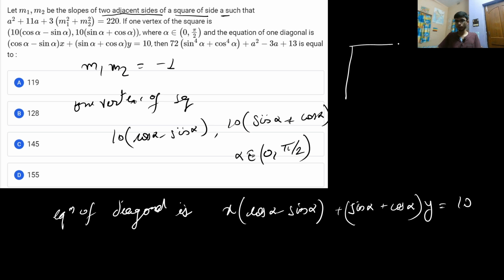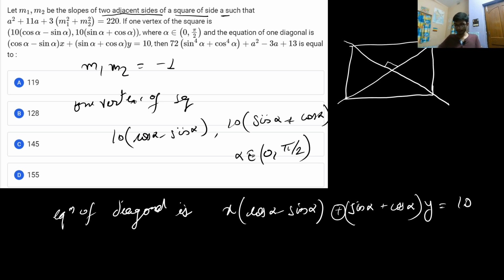So you can assume the question to be given as a square, and one of the diagonals is given something like this. From one diagonal, we can easily obtain the other diagonal, because in a square the diagonals are perpendicular to each other. So if one diagonal is given in this fashion, the other diagonal will have the equation where we just change the sign of the coefficient of y to negative, and replace the constant part with a new constant.